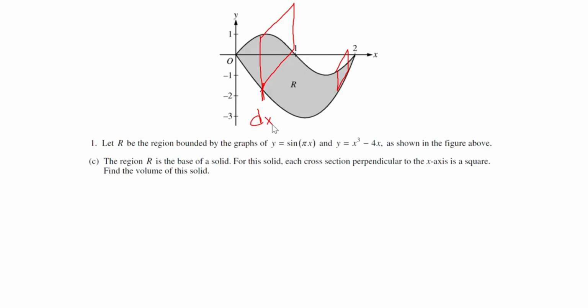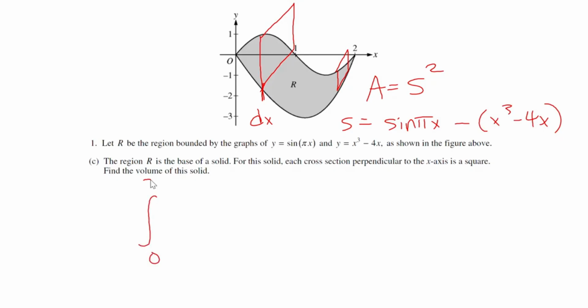It's just dx. So the area of the cross-section is the side length squared. Well, the side length is always just the distance between the two functions, which is the upper function, sine pi x, minus the lower function, x cubed minus 4x. So all we have to do is integrate from 0 to 2 our upper function, sine pi x, minus our lower function, x cubed minus 4x. And of course, we need to square it because the area of each cross-section is the side length squared.